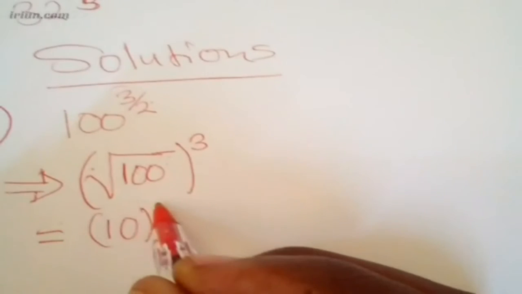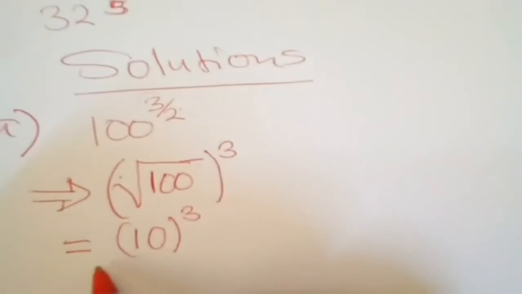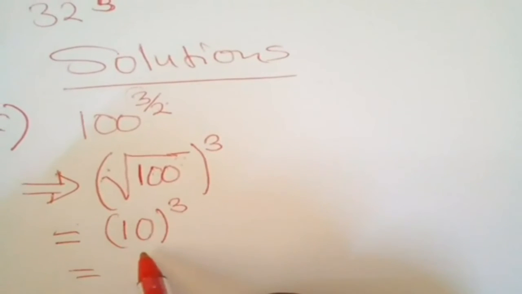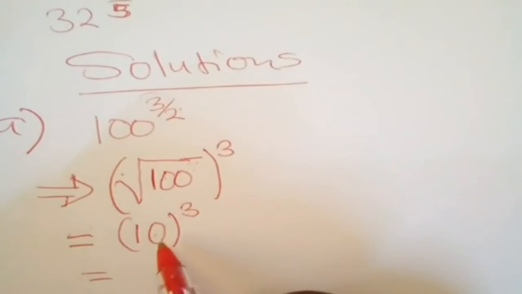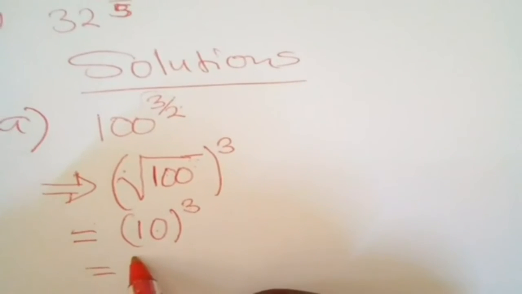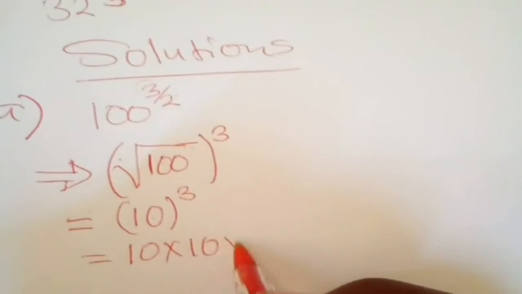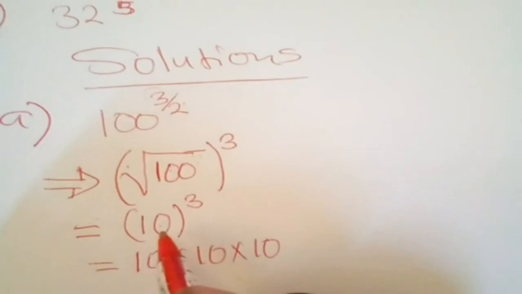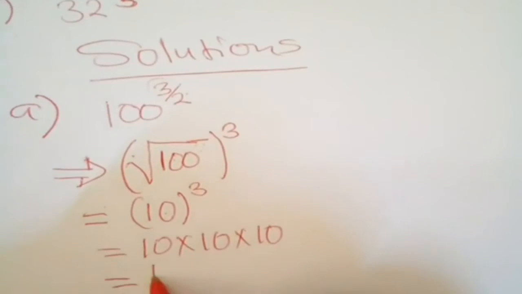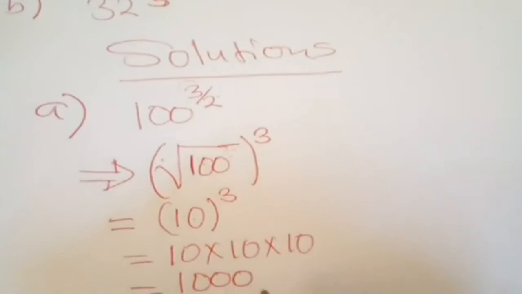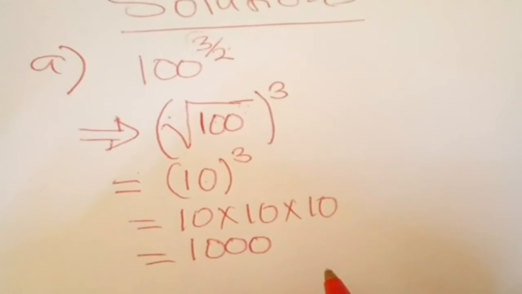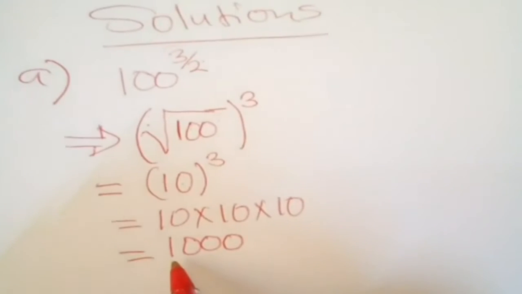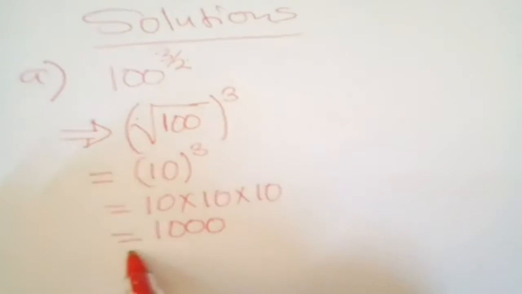Remember, everything is being raised to the power 3. So the square root of 100 being 10, we have 10 to the power 3. Power 3 means 10 times 10 times 10. It's not 10 times 3. So 10 times 10 times 10 is 1,000. So this is the answer.